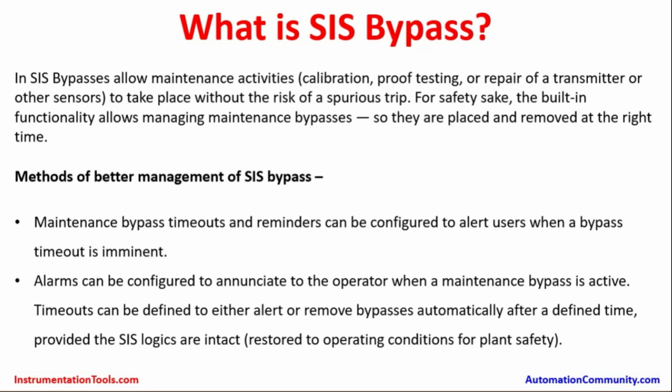If it is not completed within that time, then an alert has to be configured and it has to get alarmed in the panel so that the operators will be aware, and they may remind the maintenance personnel to go and finish that activity, go and finish the task and restore the SIS bypass. So this is the better management, so that the plant will be in safe conditions and it is ready anytime to take care of any hazards happening in the plant area.